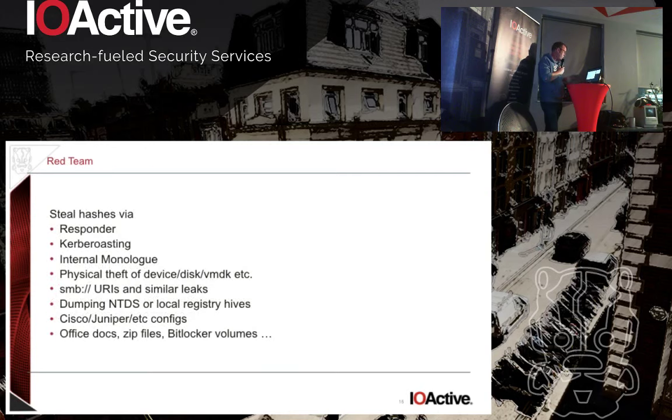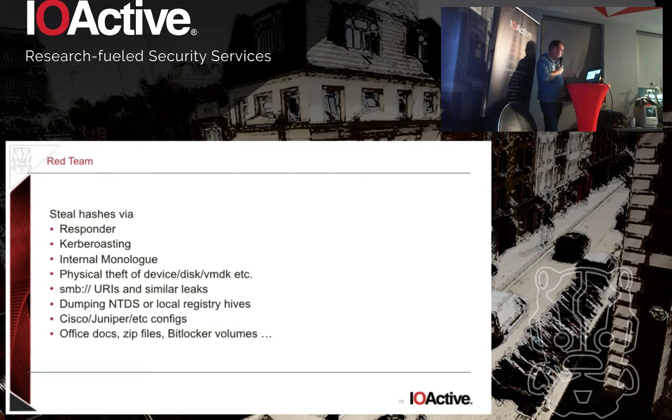So in any password cracking scenario, you're trying to balance two competing aims. Red team want an answer as quickly as possible. So, and in red team, you might get your hashes from, you know, running responder and faking the local proxy and saying, please authenticate to me. You can do things like Kerberoasting, internal monologue.